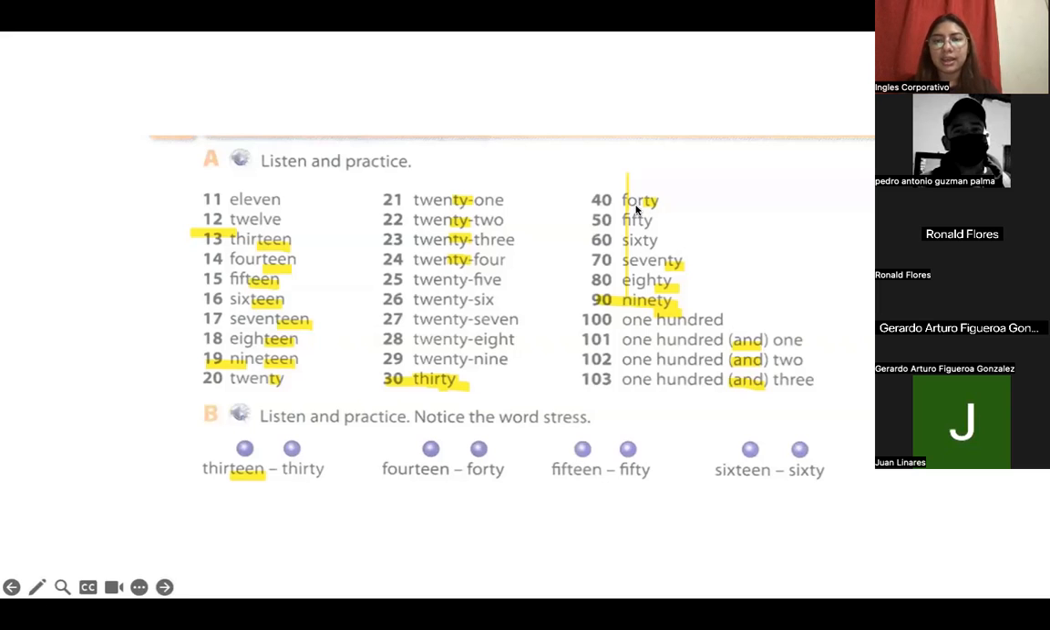en la primera, right? En la primera sílaba. Here we have 40, 50, 60, 70, 80, 90. Y tenemos acá 100, 101 or 101, 102, 103, 100, así. So that's the pronunciation for those ones.